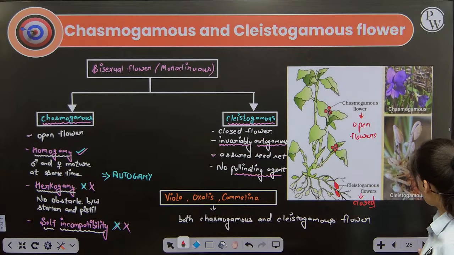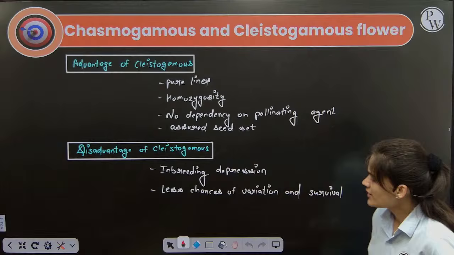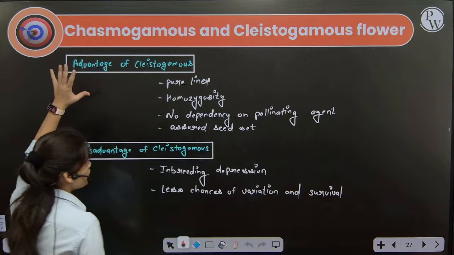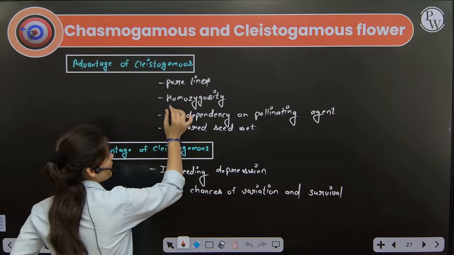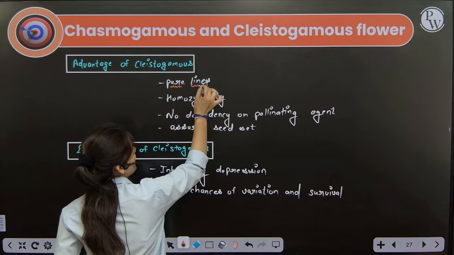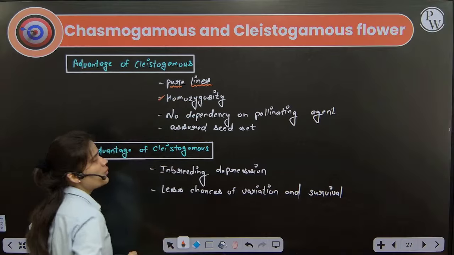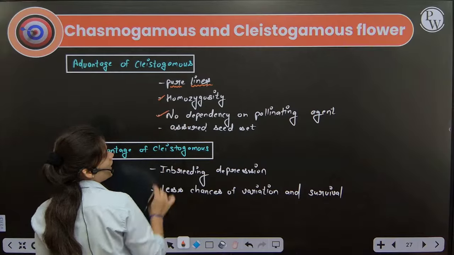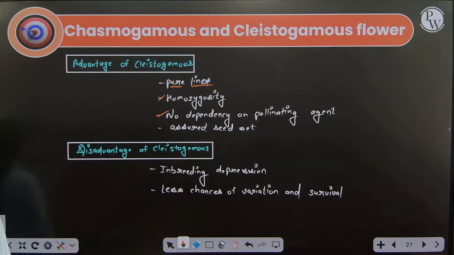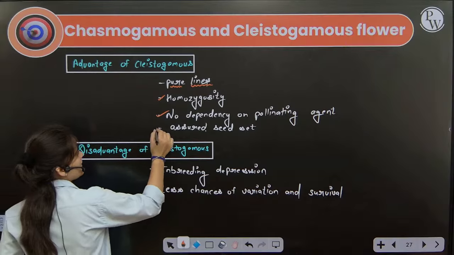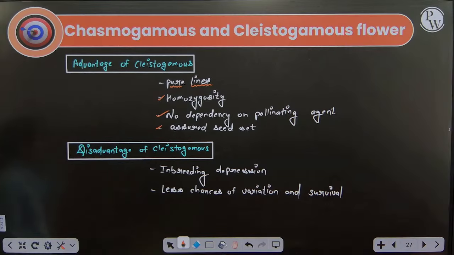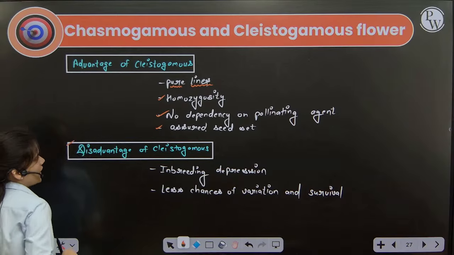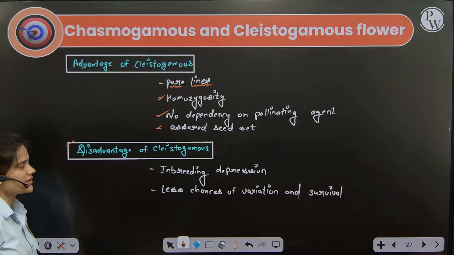Okay. Next, what are the advantages of cleistogamy? Cleistogamy has closed flowers, pure lines can be obtained, and homozygosity can be maintained. True breeding lines can be maintained in this case. Also, there is no dependency on the pollinating agent, and they provide assured seed set formation, a guarantee of autogamy.